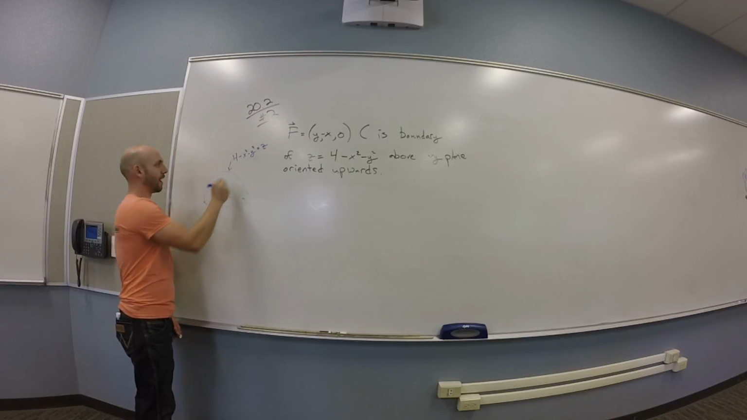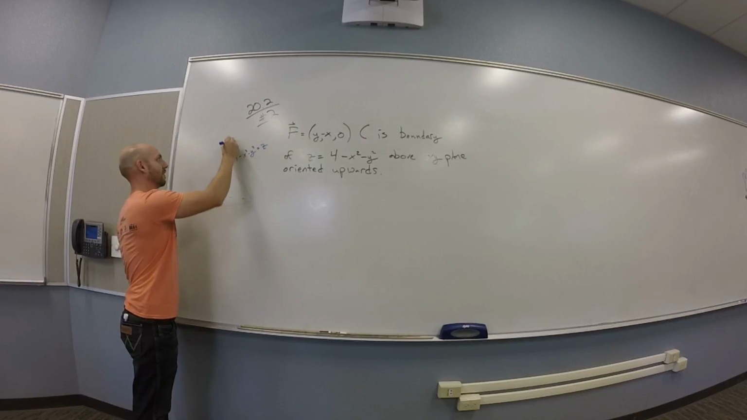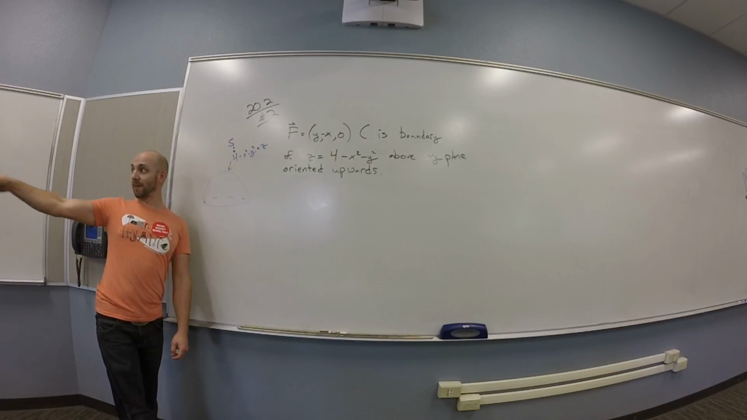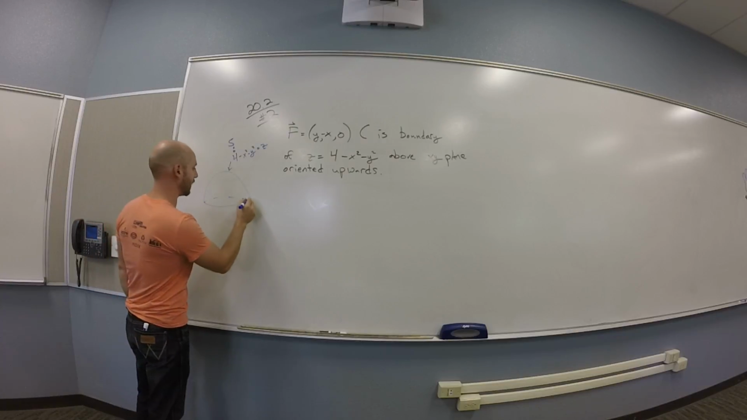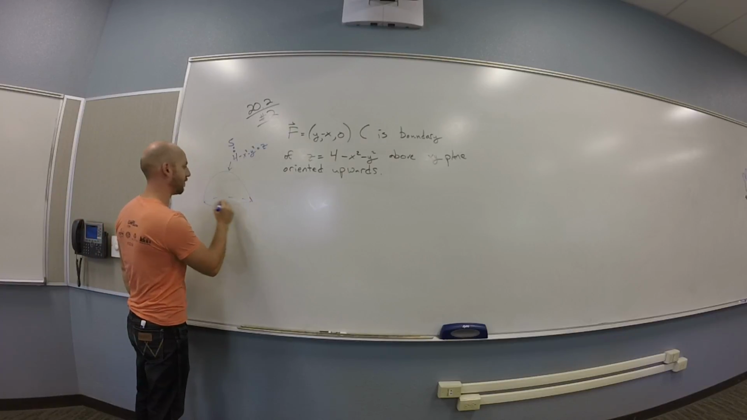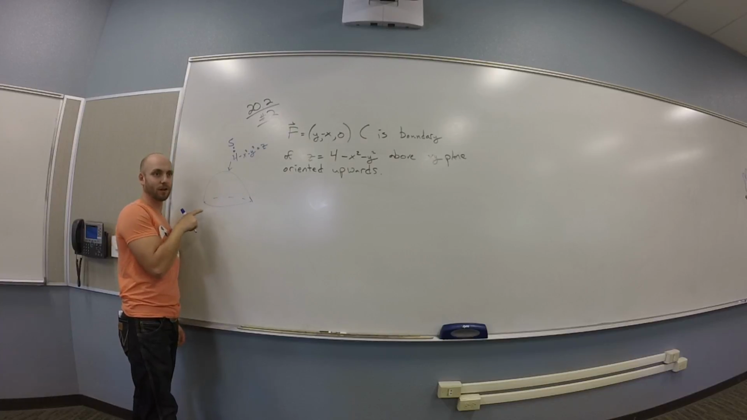So that's my S, right? 4 minus r squared, essentially. And then this thing on the bottom here is the xy plane that I've drawn. I cut this thing.